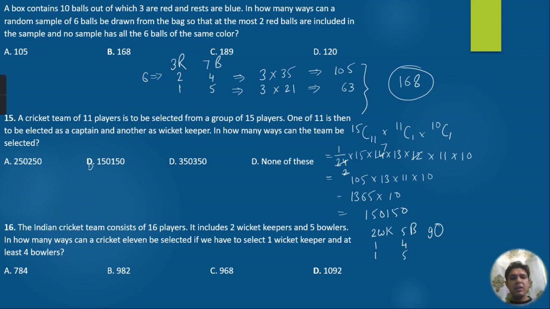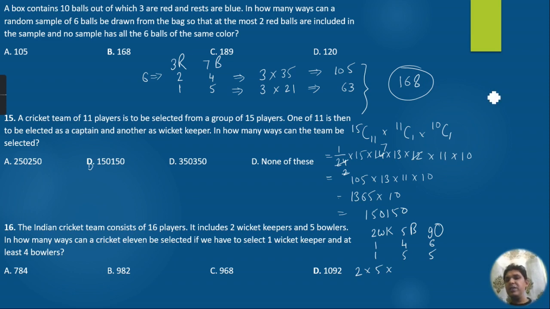Okay, simple. We have to select a team of 11 players, right? In the first case, if we select 1 wicket keeper, 4 bowlers, that means we have selected 5. So we are left with 6, and here we are left with 5. So just put up the selection. First of all, selecting 1 out of 2, that means 2C1, that is 2. Thereafter selecting 4 out of 5, that means 5C4, that is 5. And thereafter selecting 6 things out of 9, that means 9C3.